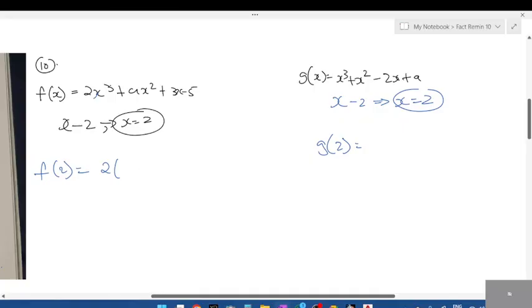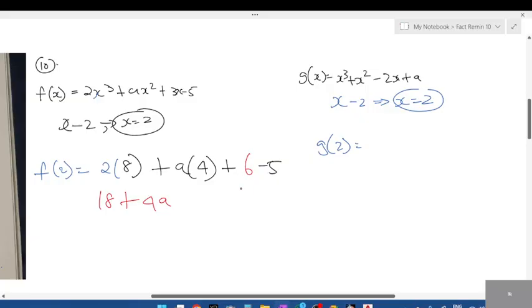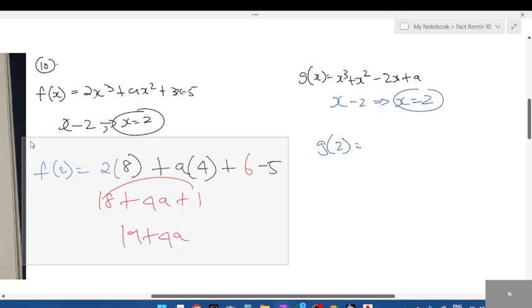Remember, just don't blindly multiply 3 for both. It is only for x. So 2 cube is 8. You can directly write like this. A into 2 square is 4. Instead of writing a lot of steps, just try to complete it like this. 3x minus 5, x is equal to 2, 3 twos are 6. 16 plus 4a. 6 minus 5 is 1. 19 plus 4a. All of you got 19 plus 4a or a different value?